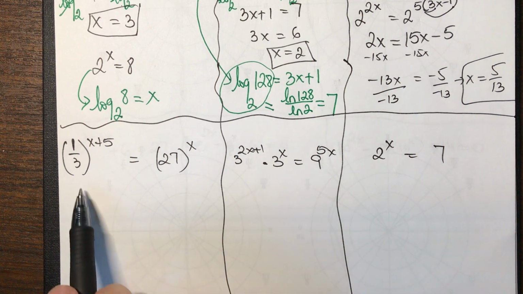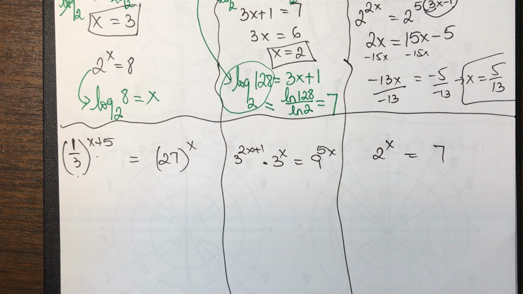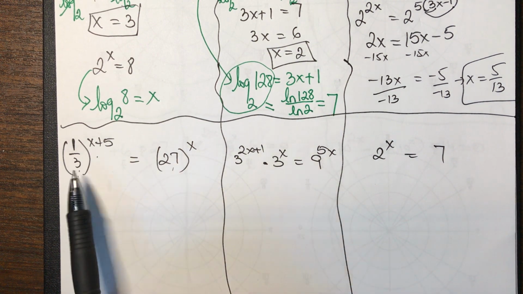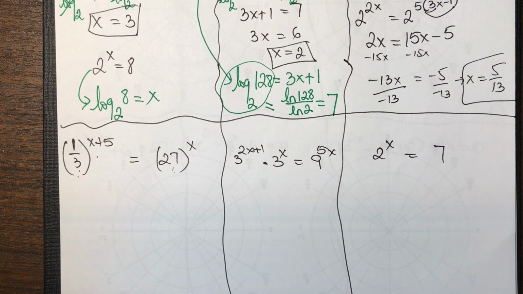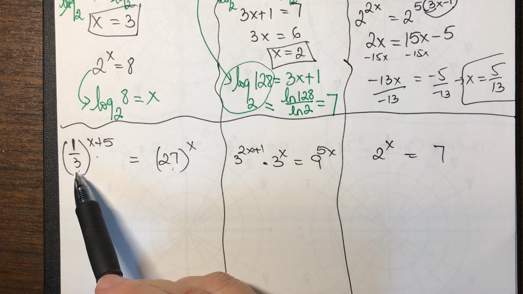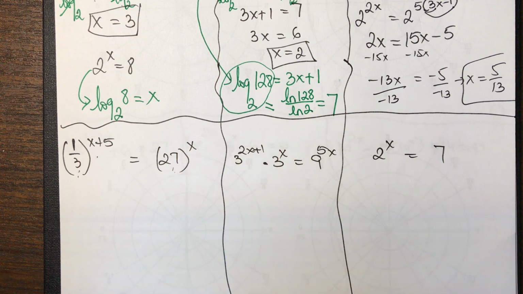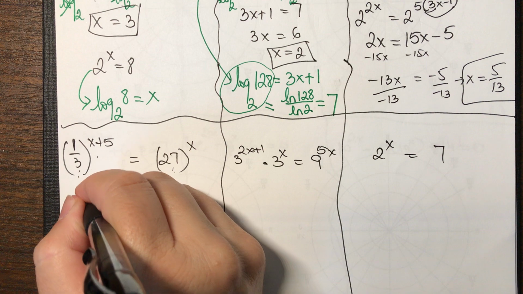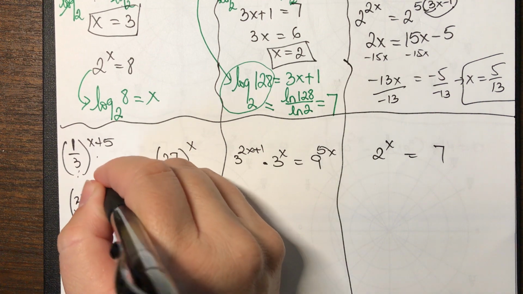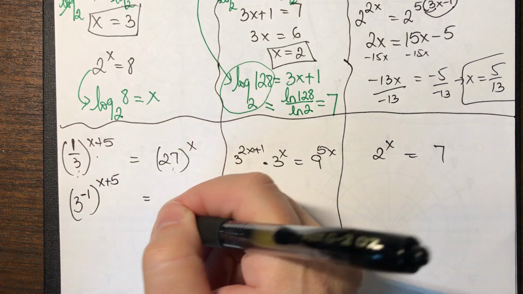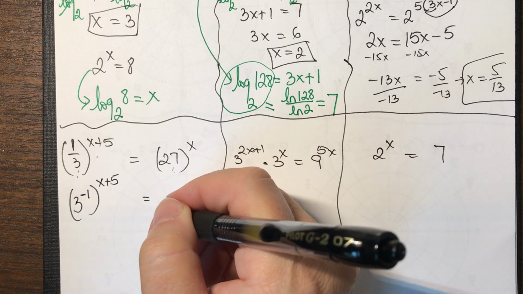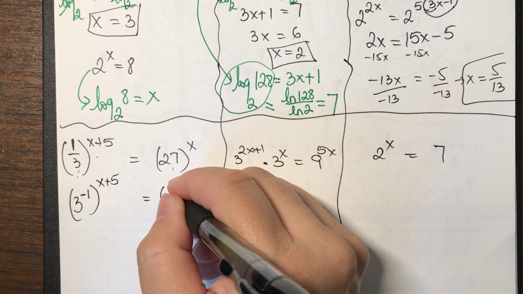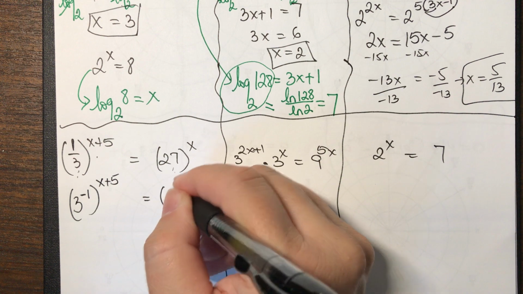Okay, here it is. 1/3 to the x plus 5 is equal to 27 to the power of x. So same thing. If we could rewrite these numbers in terms of a common base, that'd be awesome. So what is a common base for 1/3 and 27? Sure enough, they're both powers of 3. 1/3 is 3 to a negative 1 exponent, right? That's what made it go in the denominator. And 27 is 3 cubed.